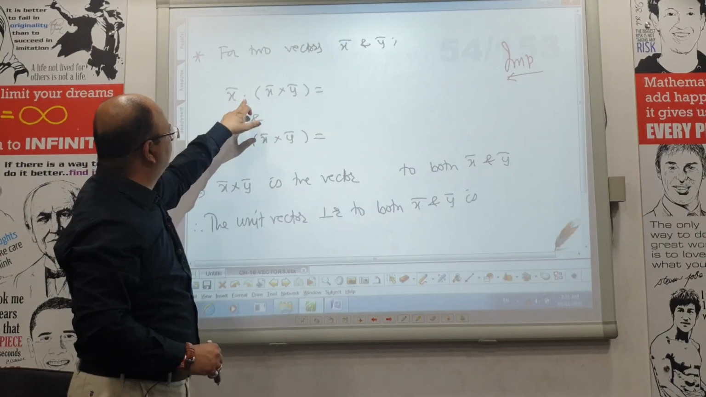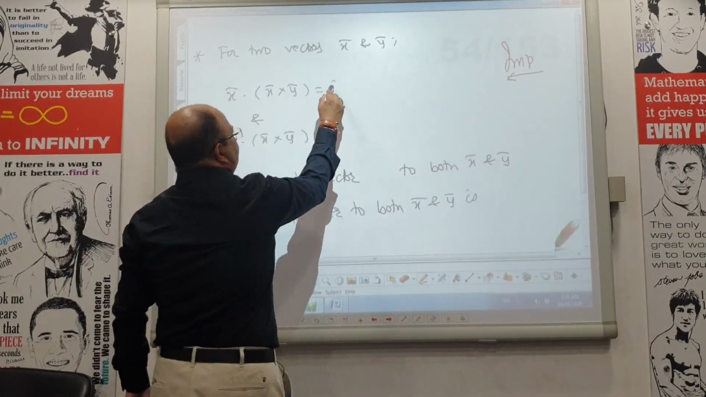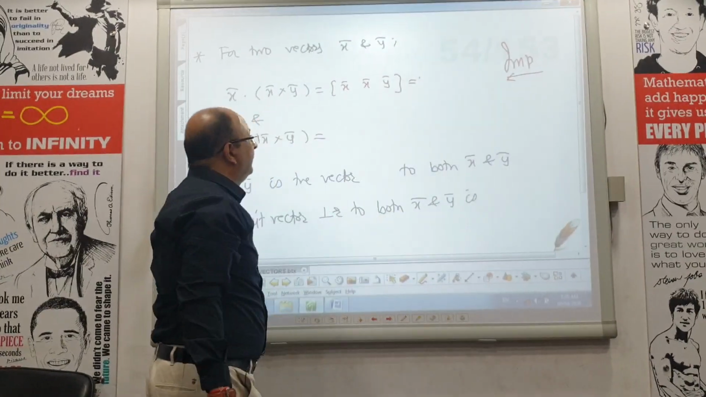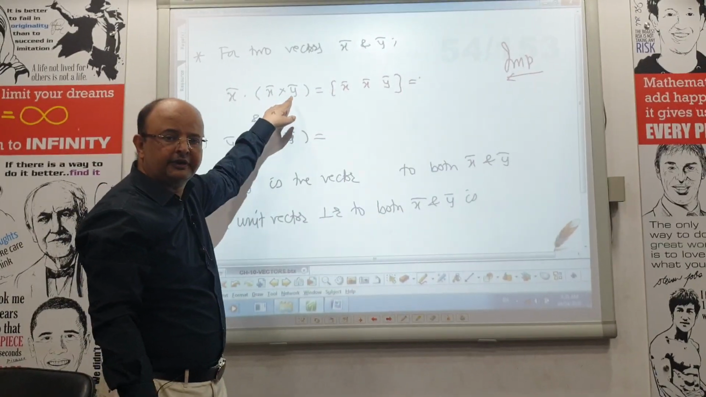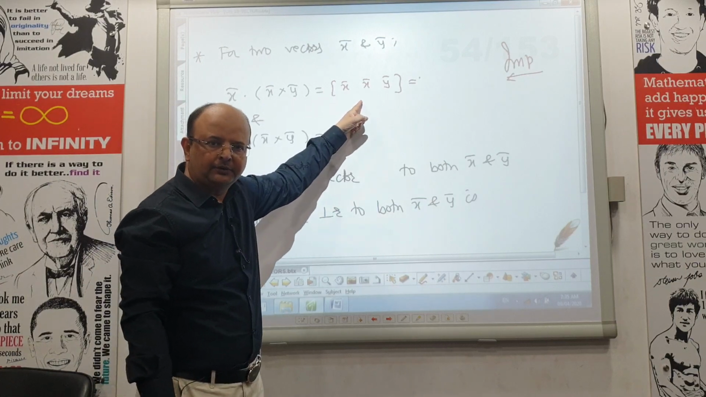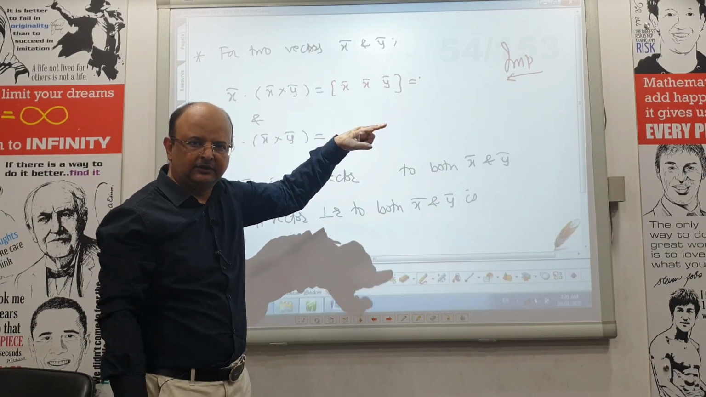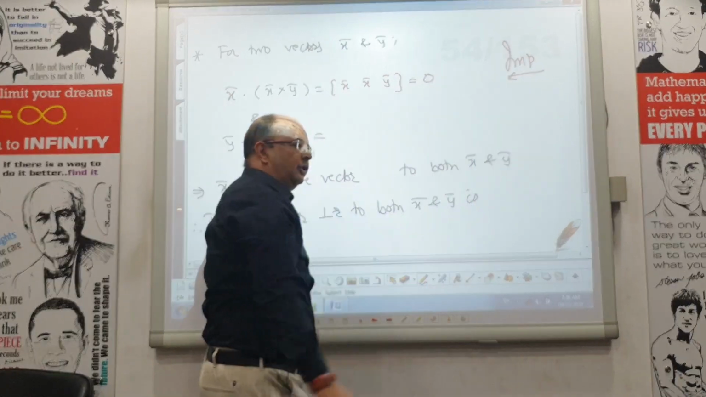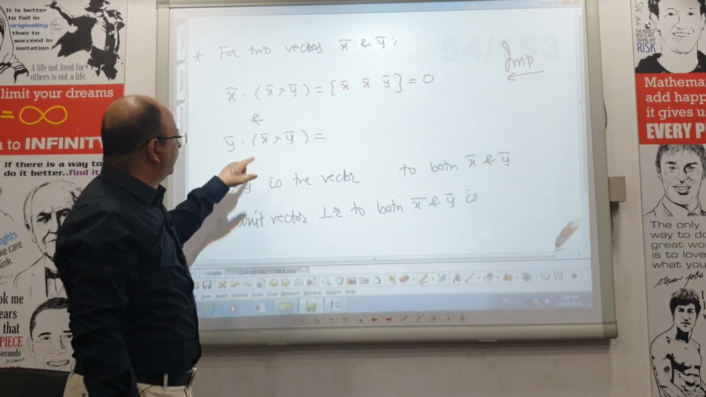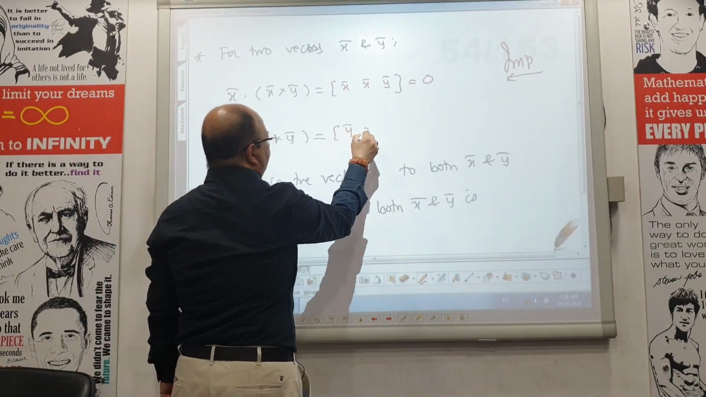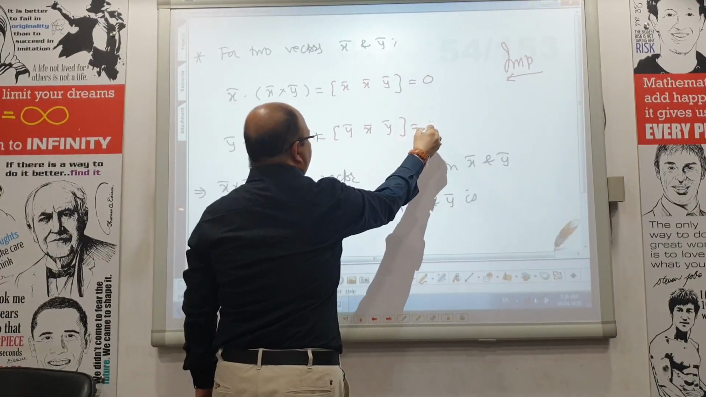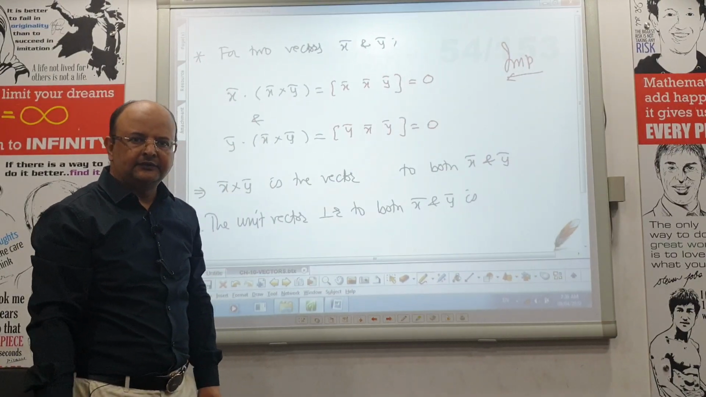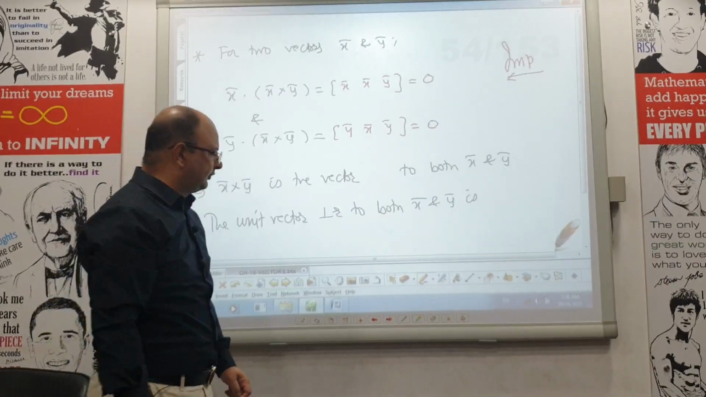What is x bar dot x bar cross y bar? That is nothing but box of x bar, x bar, y bar. Remember? One dot product, one cross product, that means it is a box product. Box product means it is a determinant. And in the determinant the first two rows are same, so the value of the determinant is 0. What is this? This is y bar, x bar, y bar. That is also a determinant whose first and third rows are same. So that is why its value is 0. But something most important is here.